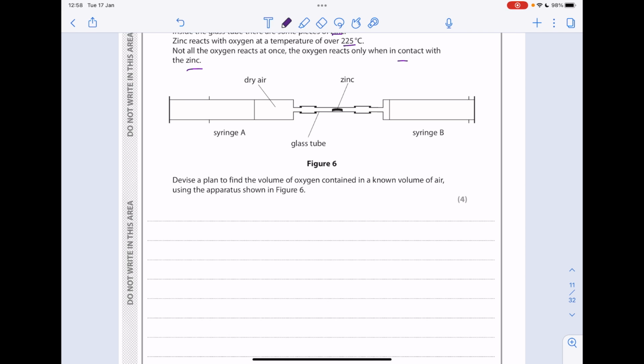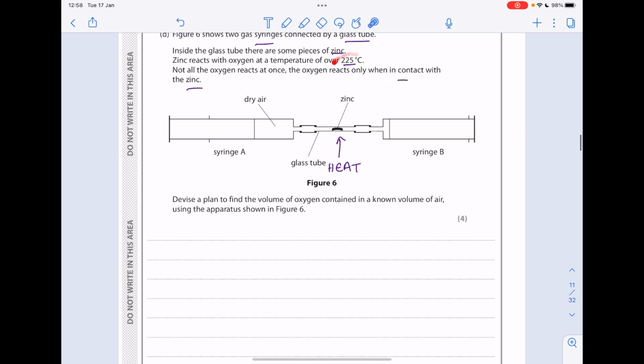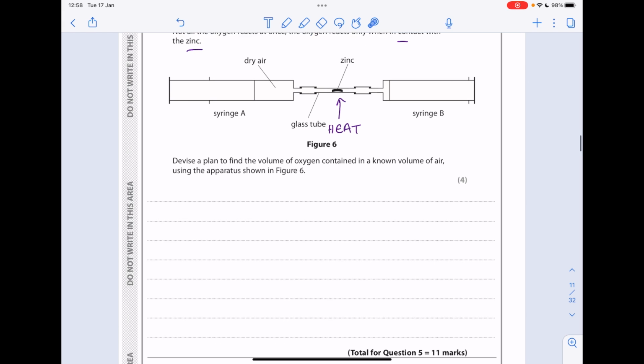First of all, we'll obviously need a Bunsen burner, heating up that zinc to over 225 degrees. We'll then want to run a specific volume of air, let's say 100 centimetres cubed. We want to push that air over that heated zinc, backwards and forwards, and we know that that oxygen in the air will react with the zinc, forming zinc oxide, and then we repeat that until there's no change in volume, and then that will enable us to find the volume of oxygen contained within the known volume of air.